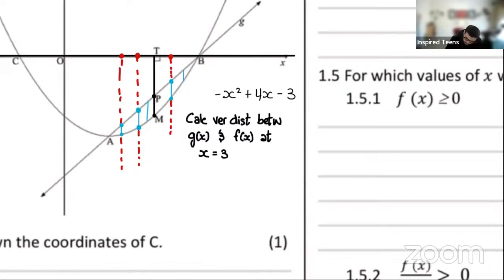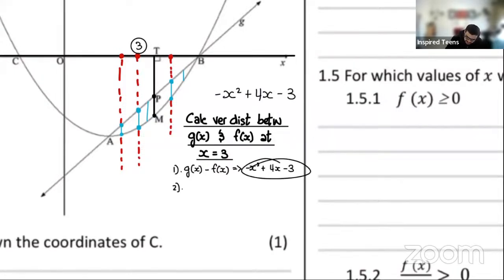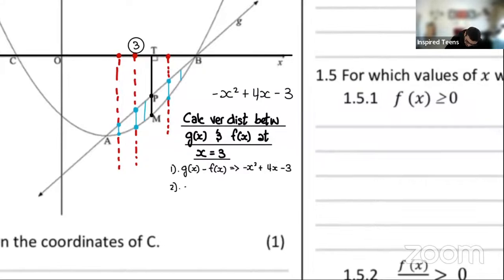At X is equal to 3. Let's go down. Calculate the vertical distance between G of X and F of X at X is equal to 3. So your step number 1 is to find G of X minus F of X, because you'll also maybe note, maybe 3 is here. Right, X is equal to 3 is there. So you'll note that G of X at that point is above F of X. So you'll have to say always top minus bottom. So G of X minus F of X, and this is equal, we solved it, to negative X squared plus 4X minus 3. Okay, so now in this case, all you have to do is take that equation that represents a vertical distance between the two graphs and substitute 3.